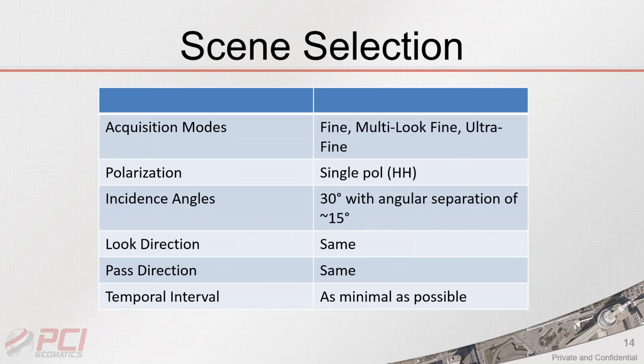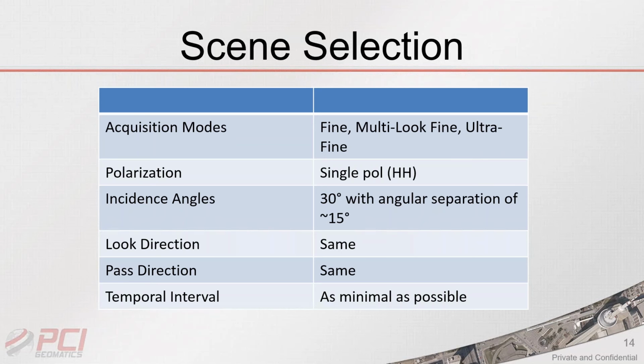Next, we have the angle of incidence. And this is very important, this one criteria right here. And ideally what we're looking for is a minimum angle of approximately 30 degrees, with a separation of about 10 to 15 degrees for the second image. So if the first image has an angle of incidence of 30 degrees, the second image should have an angle between 40 and 45 degrees. For the look direction, it's suggested that both passes are sensing from the same side.